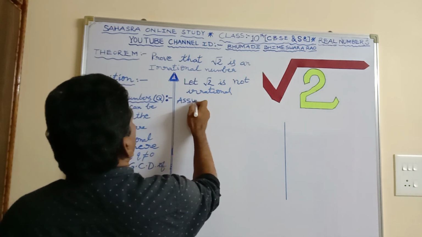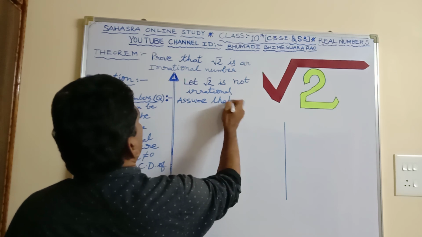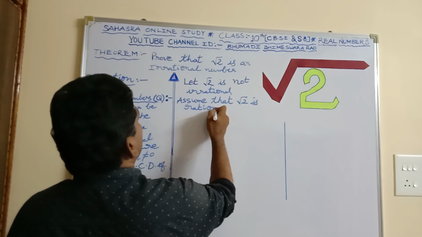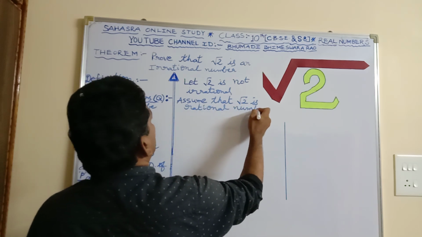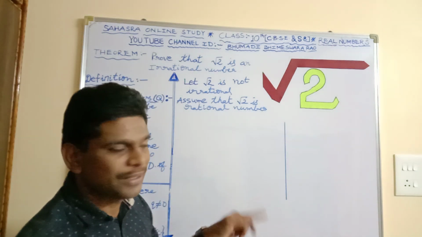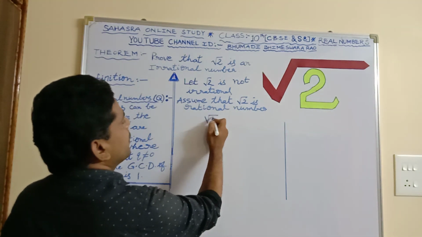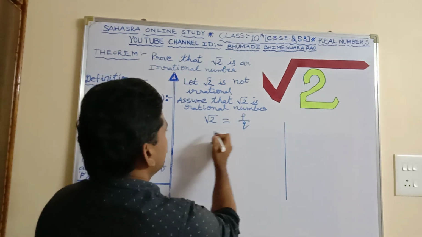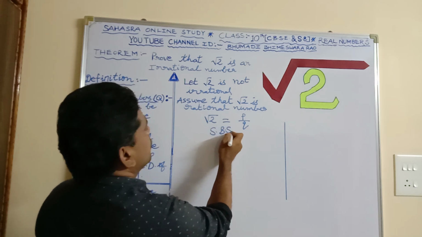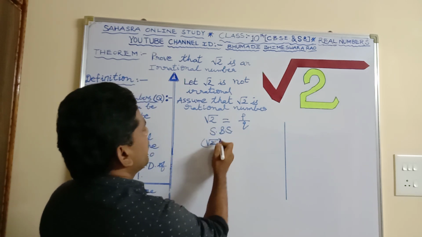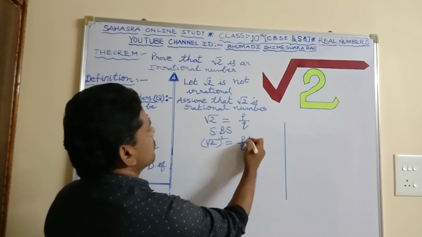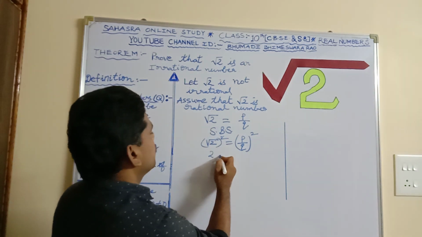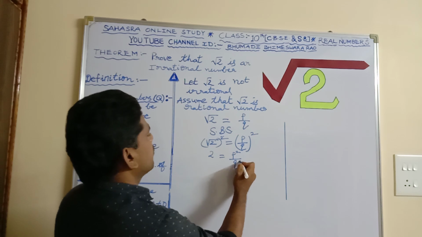Assume that root 2 is a rational number. If it is a rational number, root 2 can be written in the form of p by q, fraction form. So, squaring on both sides, you will get root 2 whole square equal to p by q whole square. Then square and square root will be cancelled. So, 2 equal to p square by q square.